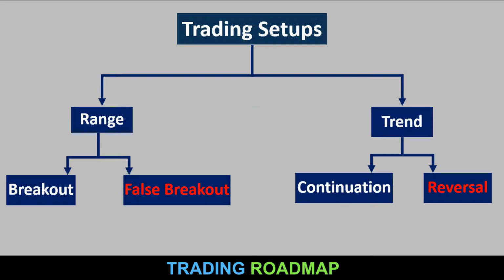So we'll start with the trade identification, and the way I define the setups, it's mainly the market is either in range or trending. As we know, most of the time the market is in range. So if we are in range, that means we are looking for breakout trades or false breakout trades. And if the market is trending, then we are looking for the trend to continue or to reverse. Simple. Those are the main setups that we are looking for in any trade.